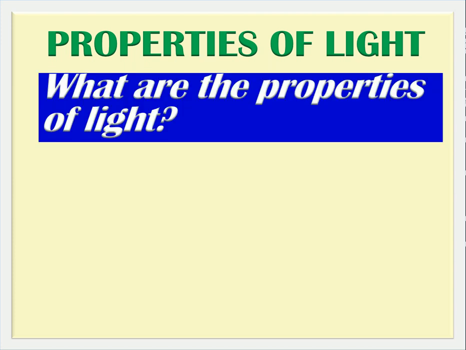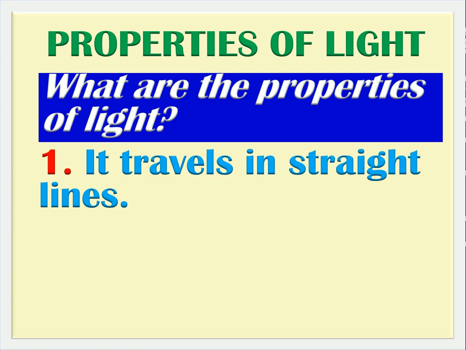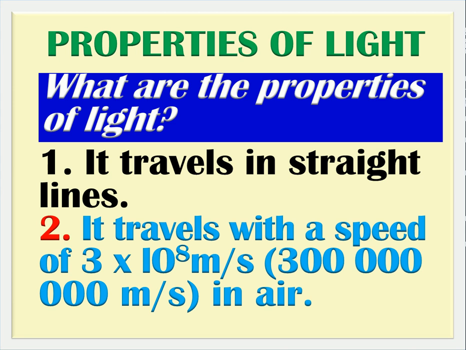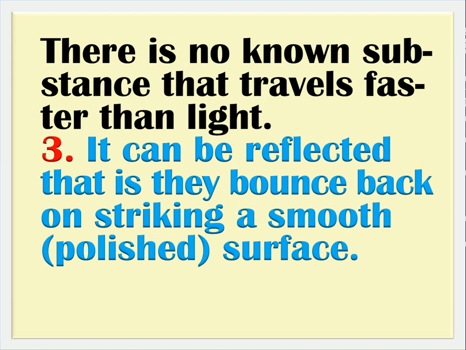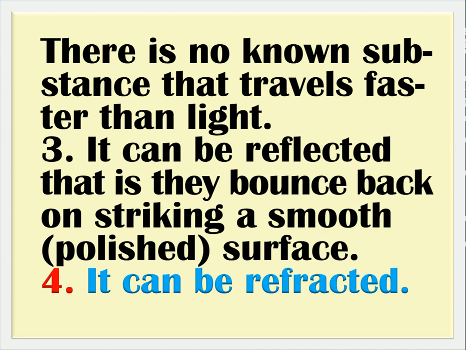Properties of light. What are the properties of light? 1. It travels in straight lines. 2. It travels with a speed of 3 × 10^8 meters per second, that is 300 million meters per second, in air. There is no known substance that travels faster than light. 3. It can be reflected, that is they bounce back, on striking a smooth or polished surface.